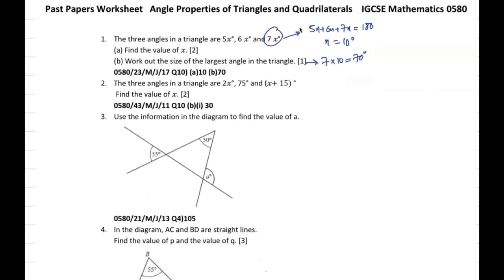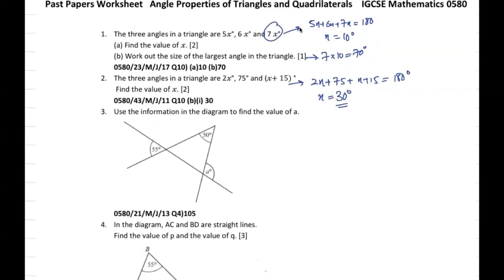Question number 2 says the three angles in the triangle are 2x, 75, and x plus 15. Find the value of x. All you are going to do is add up all the angles and equate them to 180 degrees, and you can just solve for x. So 180 minus 75 minus 15, divided by 3, that's going to be 30 degrees.